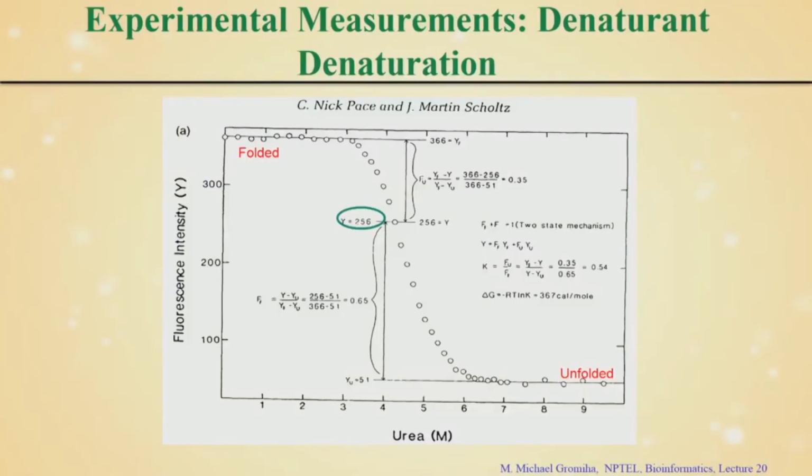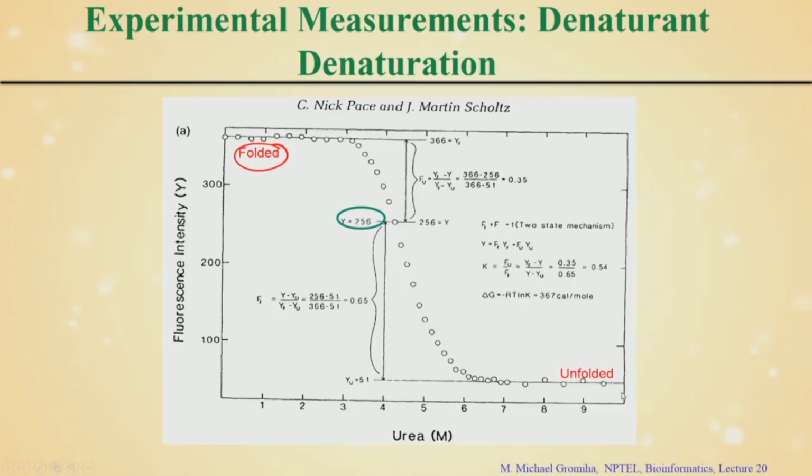Here we can see the data for fluorescence spectroscopy and urea denaturation. We add urea, and you can see the different concentrations of urea, here 1 to 9, and you can see how we get the fluorescence intensity. In the leftmost side, this is the folded state, and slowly if you add the denaturant, it slowly denatures, and finally at this stage you can see it is completely unfolded.